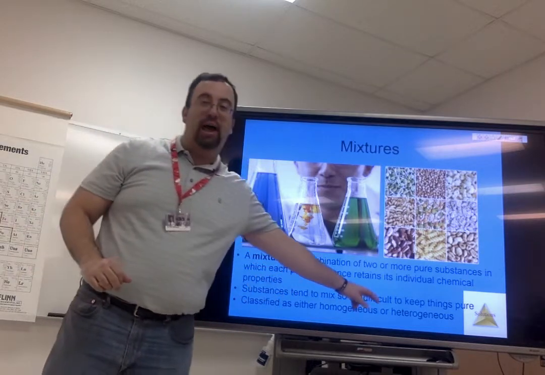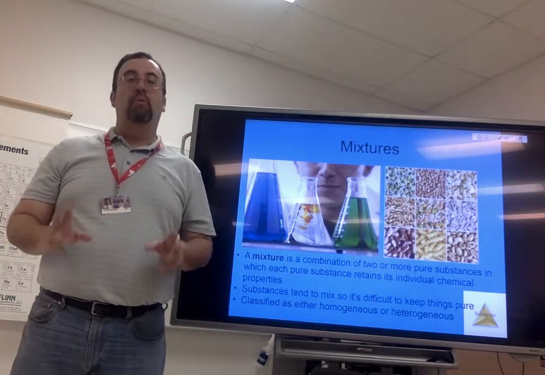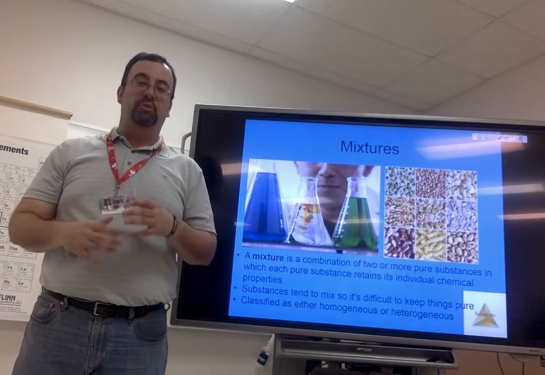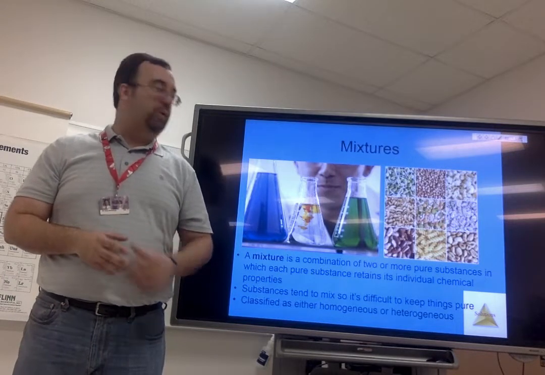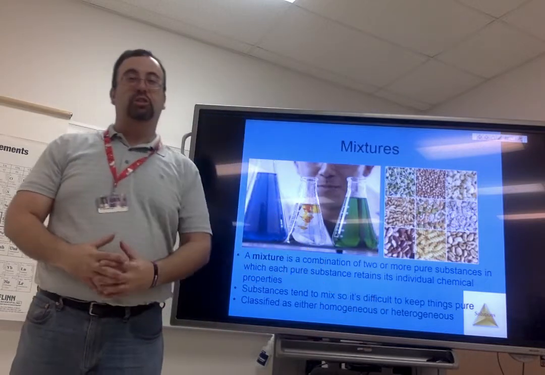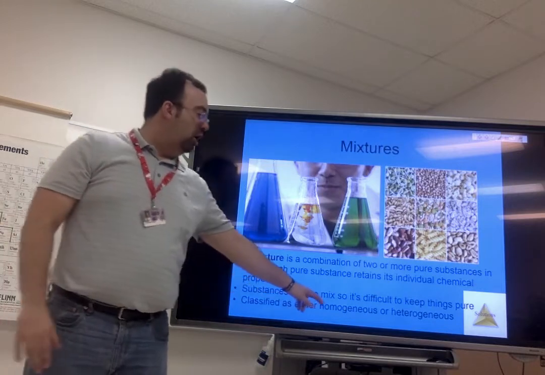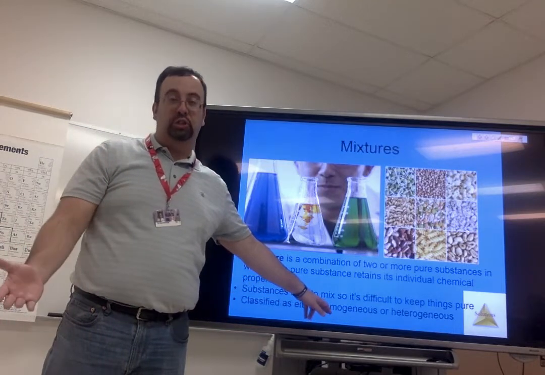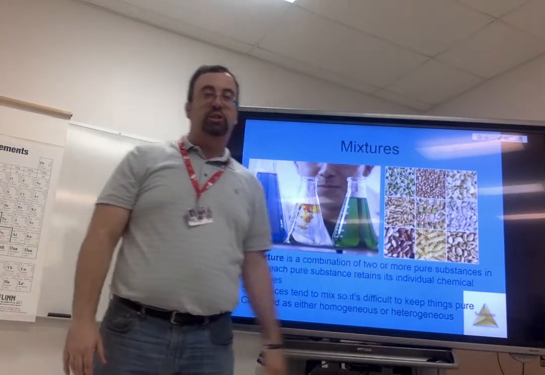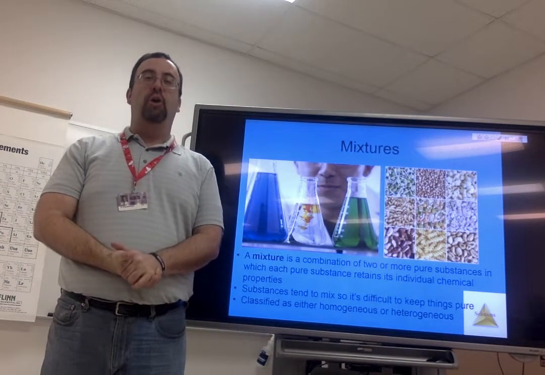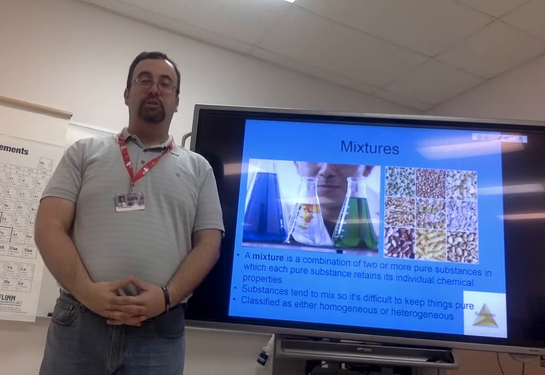When you have two or more layers, they're not going to mix together smoothly, and those are referred to as heterogeneous mixtures. Typically we just refer to those as mixtures. So we have homogeneous mixtures, which are solutions, and heterogeneous mixtures, which we typically refer to as mixtures. Those are the two different types of mixtures that we have.